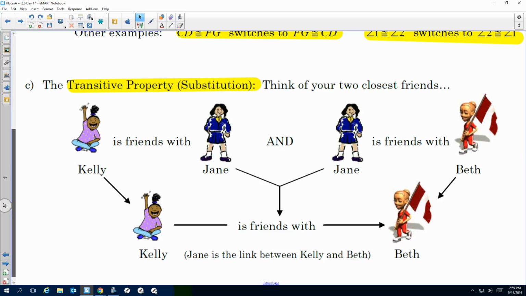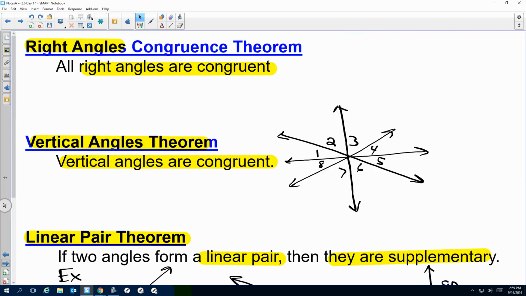All right, next page. You have a table full of vocab. Some of this vocab we already know, so we're just going to review it. But there's some additional facts we're going to have to start claiming and stating. All right, 1, right angles. We should know all right angles are congruent. Okay? All right angles are congruent. So if I have one, I have all.